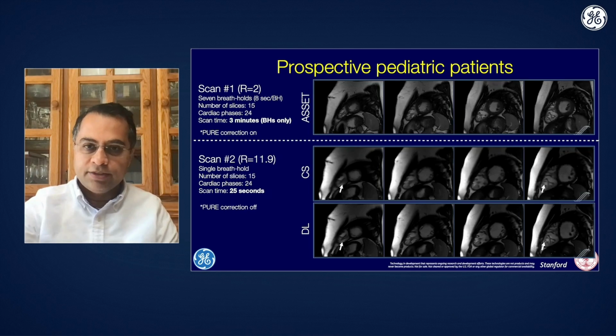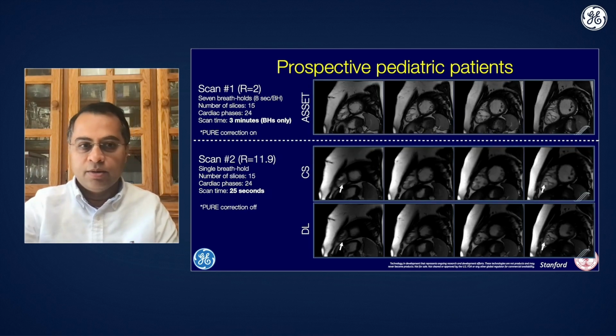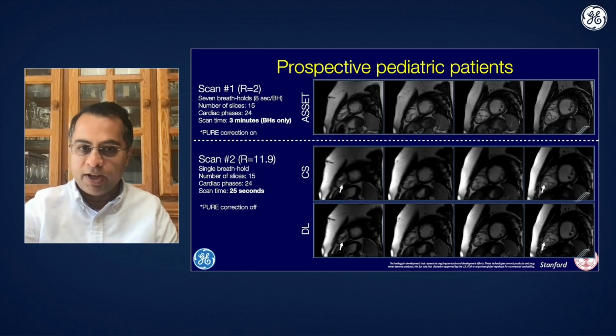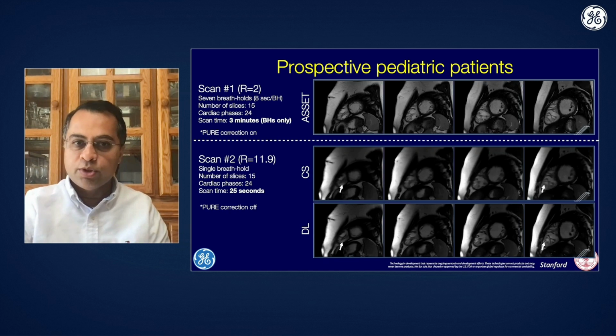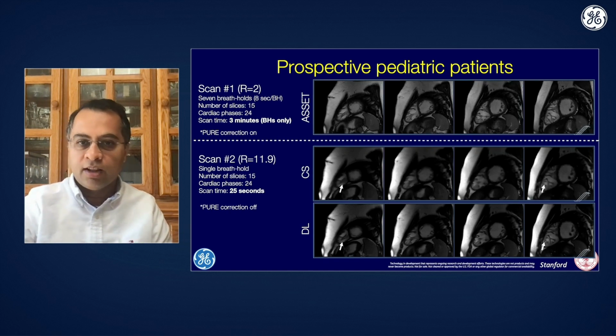So we did a prospective study to look at this. The prior results that I showed you were retrospective, where we undersampled the data after the fact. Here, these are prospective, and so you can see an acceleration factor of 2 is a gold standard using just a parallel imaging reconstruction in the top row. Bottom row is nearly 12-fold accelerated, and you see the good image quality that results here.